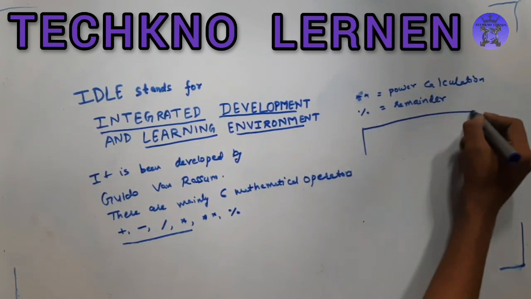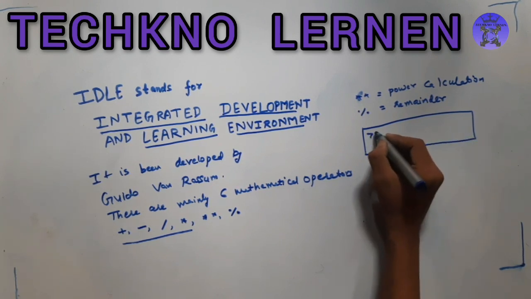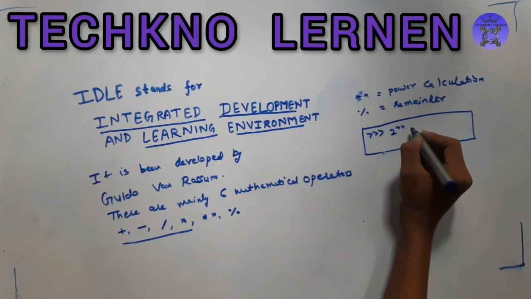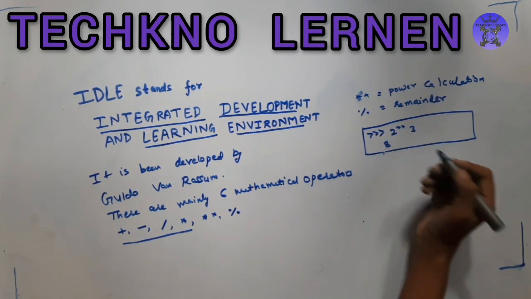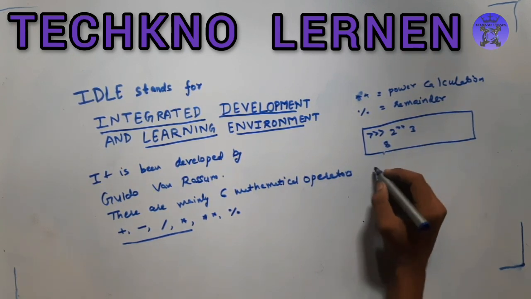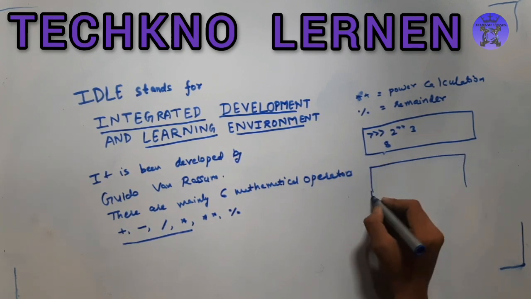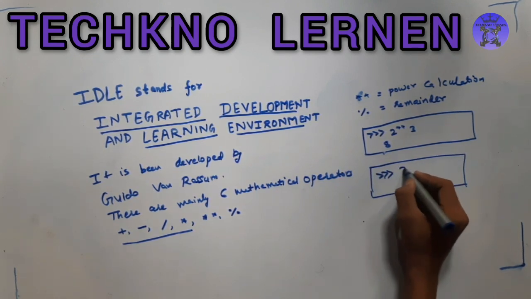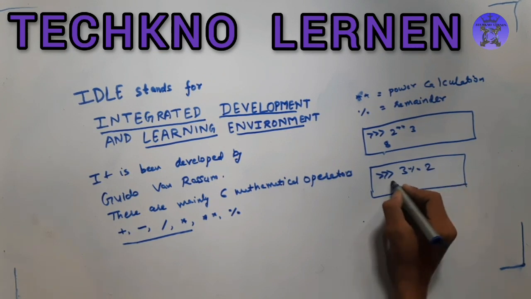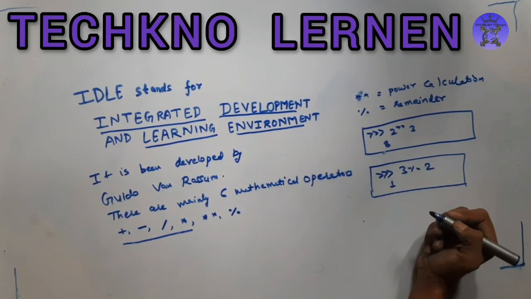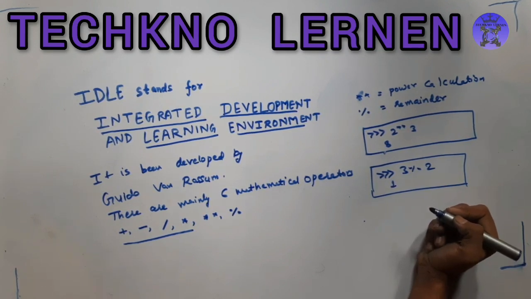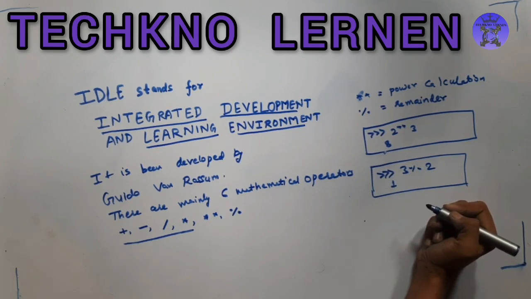So in the IDLE prompt, if you write 2 to the power 3, then you will get 8. And for remainder, if you write 3 modulo 2, then you will get 1, because on division of 3 by 2 you will get 1 as a remainder. So that is all about the mathematical operators in Python. You can practice this code by running it in the Python command prompt that you have already installed.